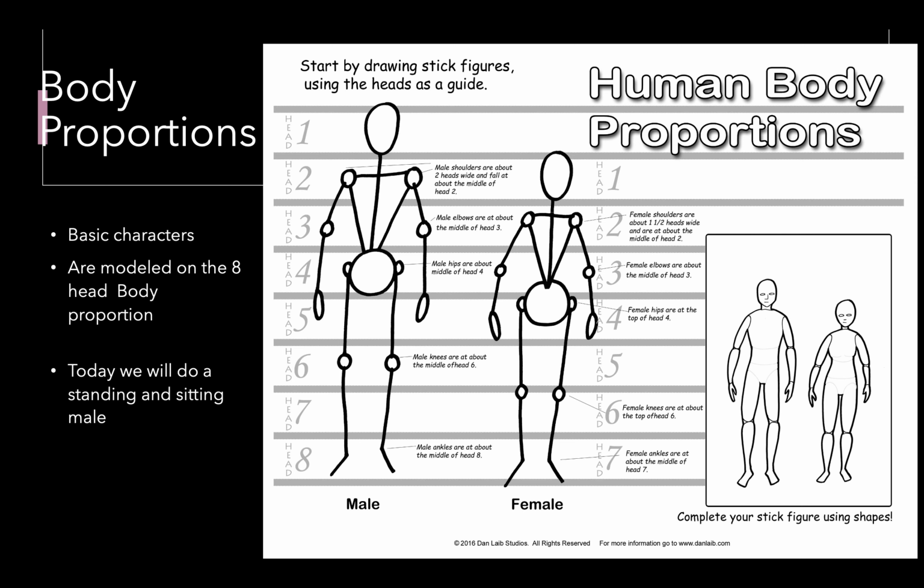And there's two ways to do this, and we're going to do a male figure today. There's what they call the 8 division, the 8 head height one, and then there's the 7 head height one. And I'm going to do a front-facing one, a side-facing one, and then a sitting one for the 7 and the 8.